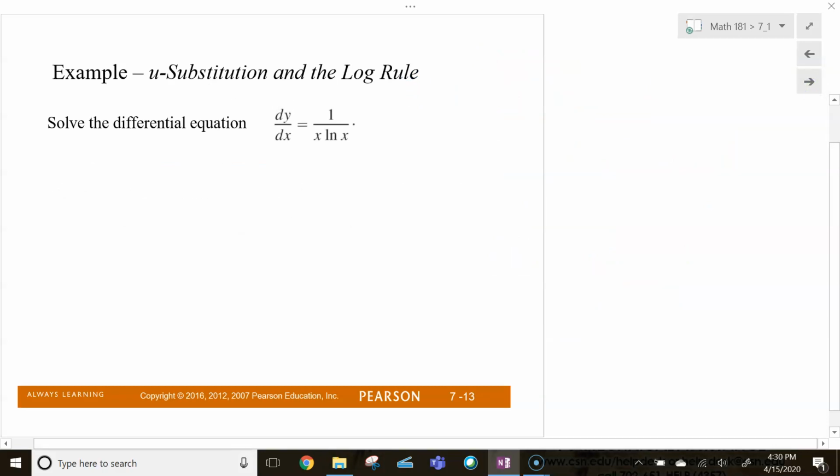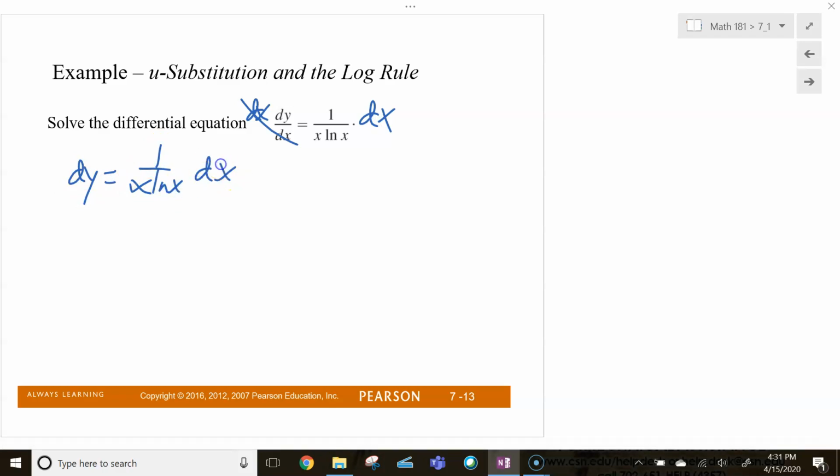All right, so let's solve this differential equation now. Let's actually do some new examples here. Let's take this dx to the other side. So we've got dy equals 1 over x ln of x dx. And let's integrate now. So we're integrating 1 with respect to y, dy there. So we got y over here. Now I'm looking at this, I got 1 over x ln of x.